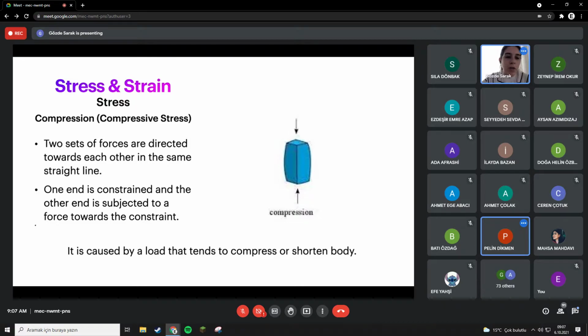Compressive stress occurs when two sets of force are directed towards each other in the same straight line. Also, it occurs when one end is constrained and the other end is subjected to a force towards the constraint. It's caused by a load that tends to compress or shorten a body.